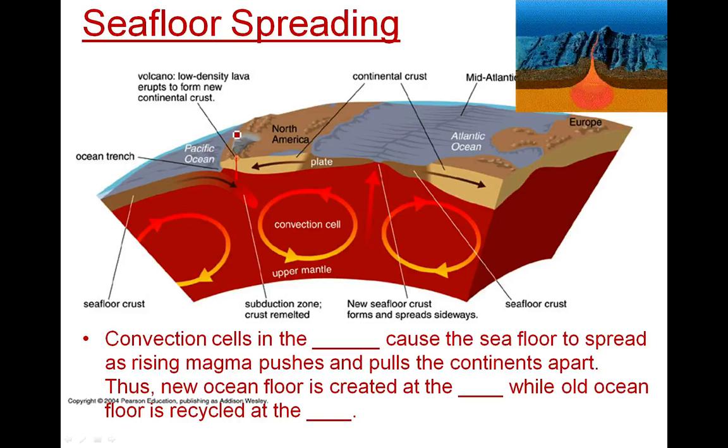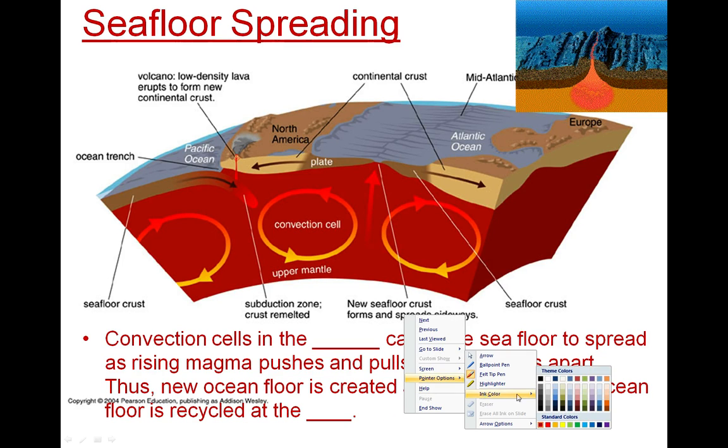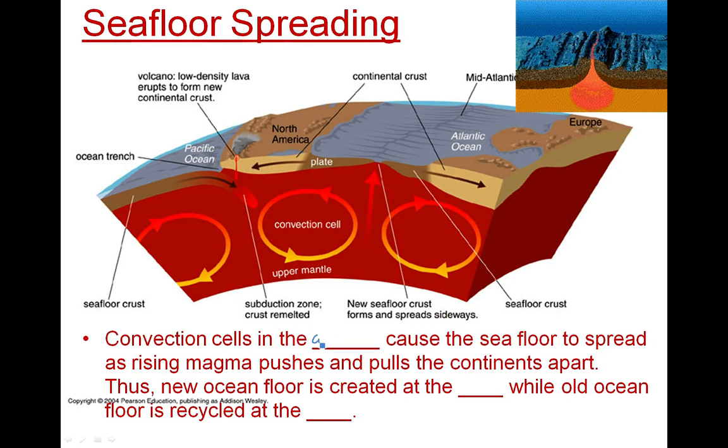So we get our theory here. Convection cells in the asthenosphere cause the seafloor to spread as rising magma pushes and pulls the continents apart. Thus, new ocean floor is created at the valleys, while old ocean floor is recycled at the trenches.